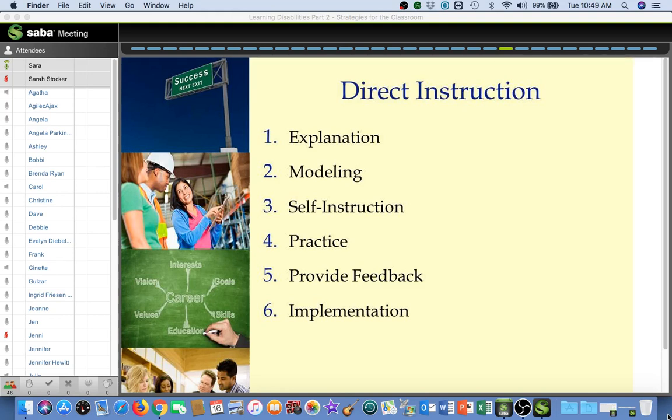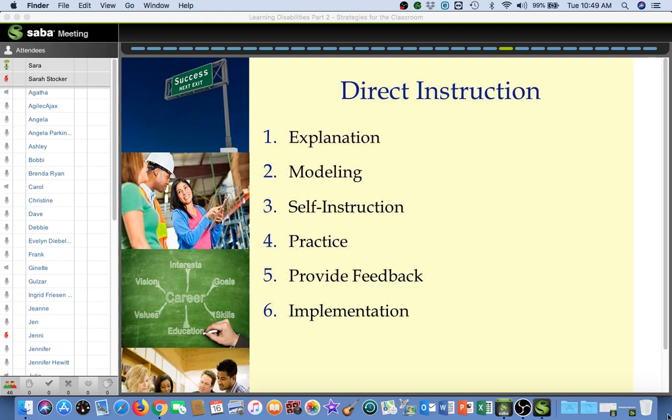So it involves six steps that you see on your screen. The first is explanation. So what is the intention of the strategy or accommodation? Modeling. How is the strategy used effectively? So use the learner's current work, if you can, or your own work. Self-instruction. Have the learner explain the strategy and how they use it.